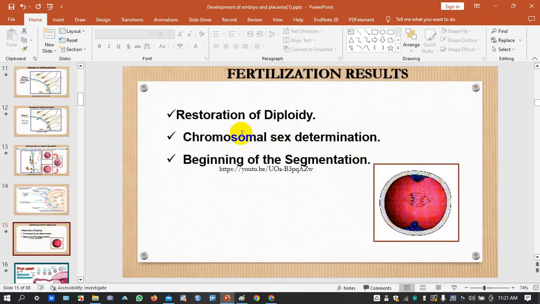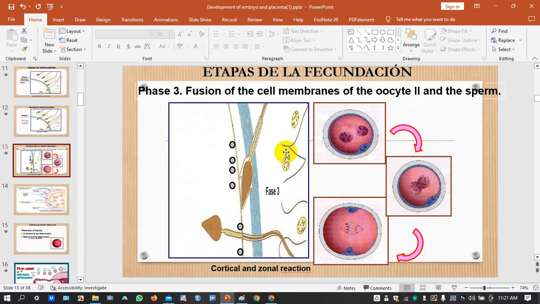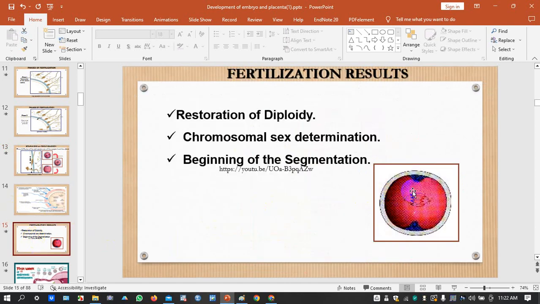So restoration of diploidy. At this stage of the fertilization process, when the male and female pronuclei or gametes fuse together, this is the stage where sex determination at the molecular level happens. So at this stage there is sex determination. Whether you will be a female or male, it is at this stage you will know. Then beginning of the segmentation.